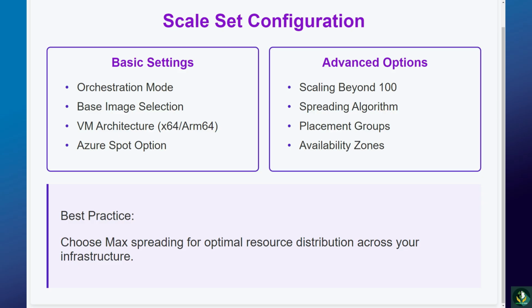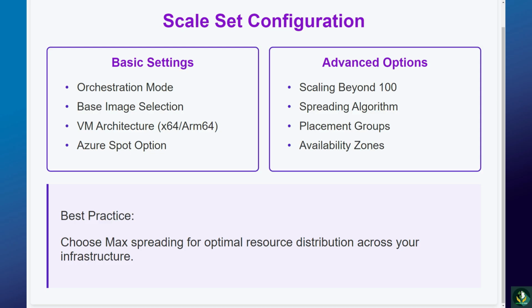Moving on to image selection. This is where you choose the foundation for your virtual machines. The image you select determines the operating system and any pre-installed applications. Azure offers various options: platform images, standard Azure offerings, custom images, your own configured images, Azure Marketplace images, and third-party solutions.